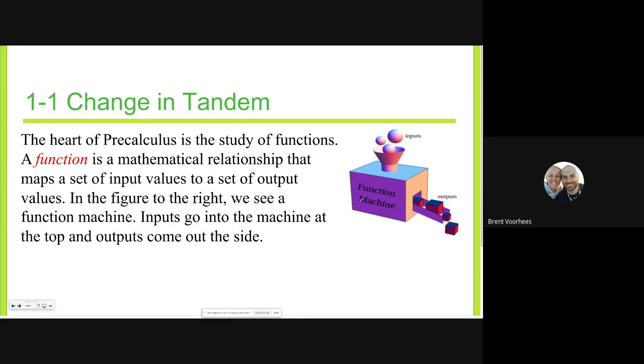What we're going to talk about here is the function. What a function is mathematically is it takes a set of inputs and creates an output. Now notice, what type of shapes are going in as inputs? Circles or spheres. And what's coming out? Cubes. Are they exactly the same? No, because what we're doing is we're going to perform some type of function that will change it.